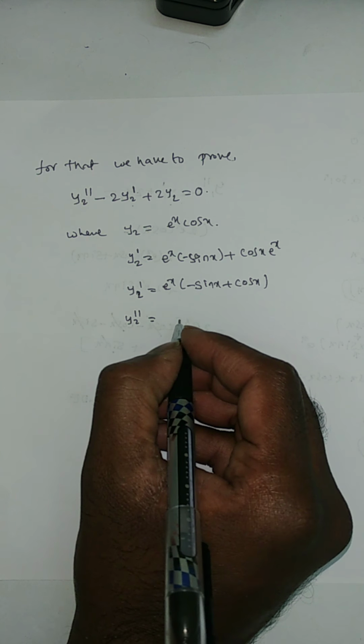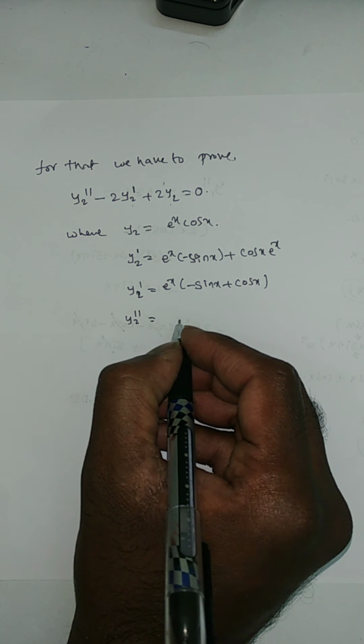How we will write the general solution means, suppose y1 of x, y2 of x are two linearly independent solutions. Then the general solution is: there exist c1, c2, two arbitrary constants, such that y of x is c1 into y1 of x plus c2 into y2 of x.